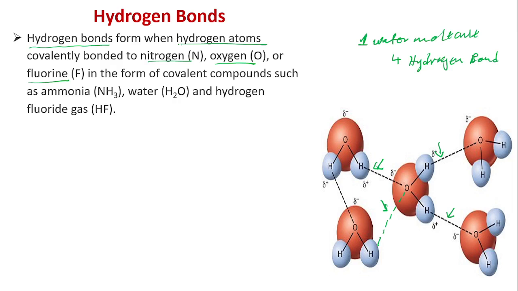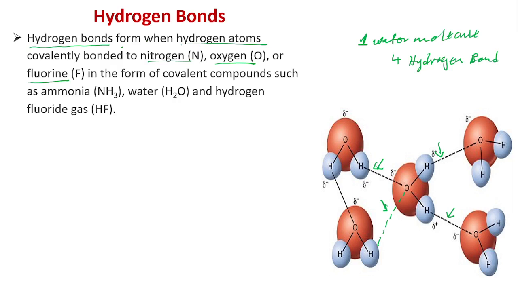So a molecule which is having a polar covalent bond, for example, a molecule which is formed between hydrogen and nitrogen, and another molecule which is between oxygen and hydrogen, these two are having a polar covalent bond. As a result, these guys are able to interact.